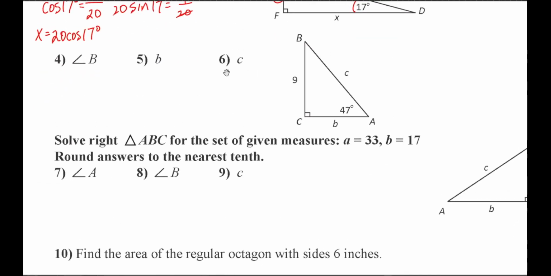Let's do this. Angle B is easy. How do I find angle B? 90 minus 47. Boom, done. But that'll be my answer there. But number 5, B, let's do that.